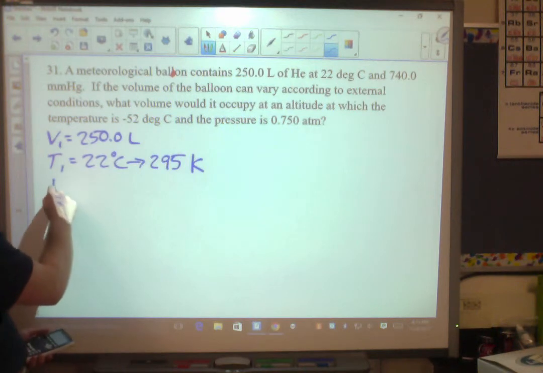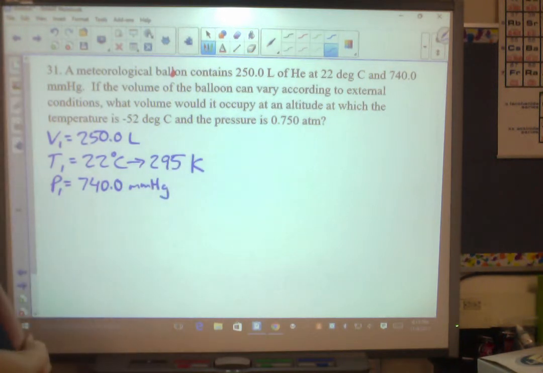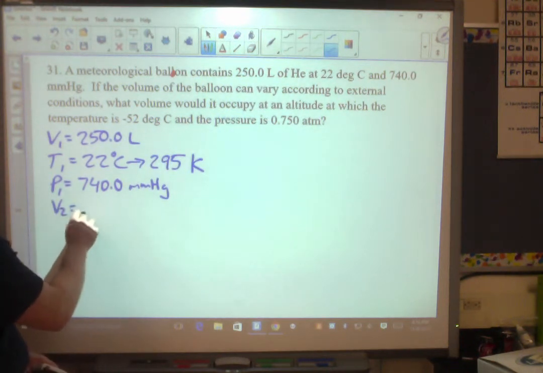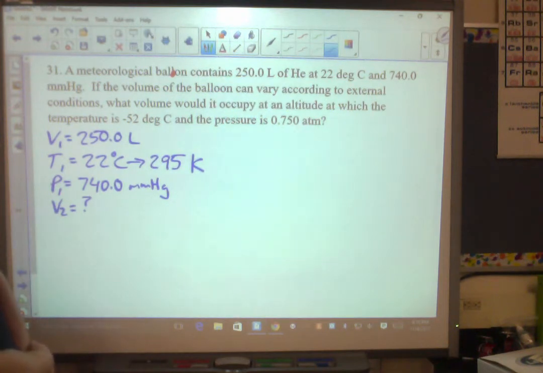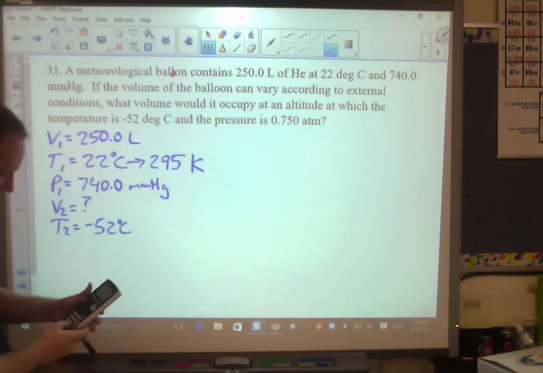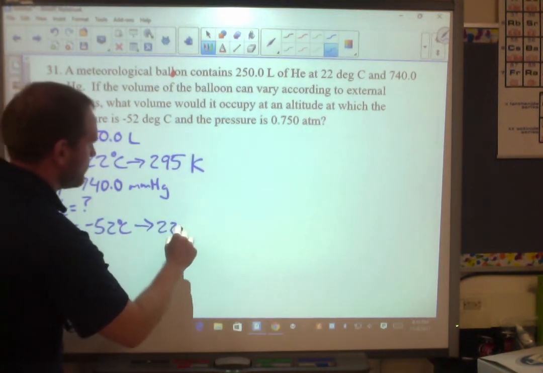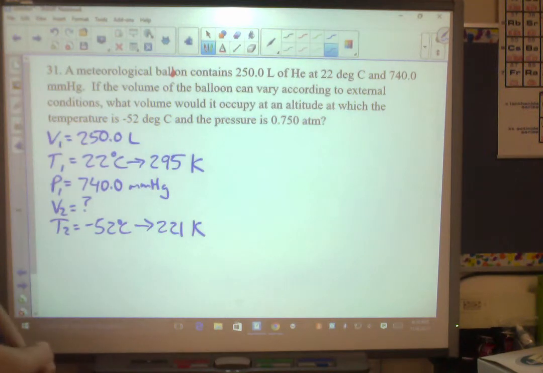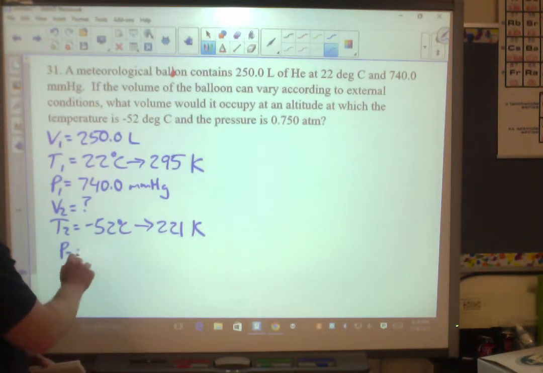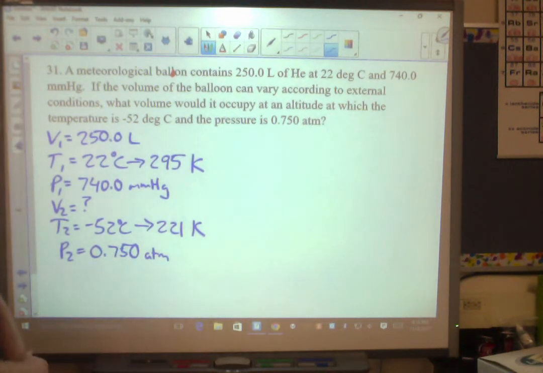740.0 mmHg is P1. If the volume of the balloon can vary according to external conditions, in other words, a flexible container, what volume would it occupy, V2 equals question mark, at an altitude at which the temperature is T2 equals negative 52 degrees Celsius, negative 52 plus 273 is 221 Kelvin, and the pressure is 0.750 atm. P2 equals 0.750 atm.